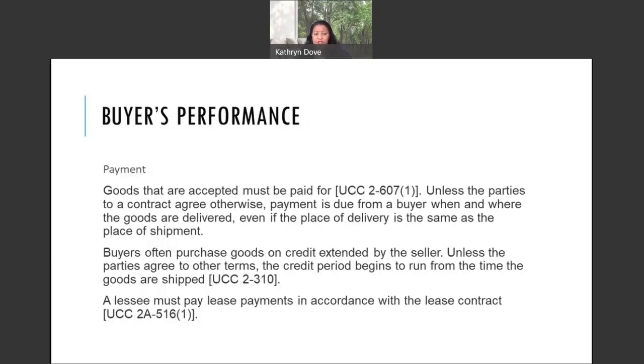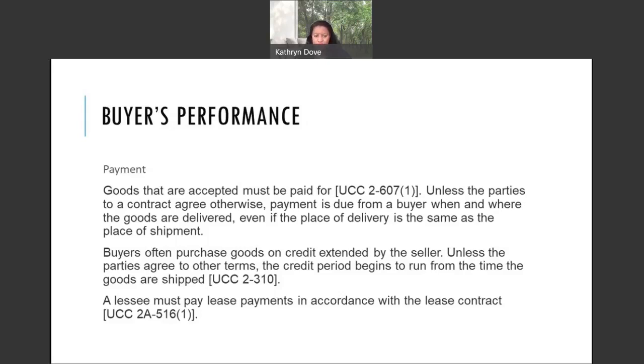Payment. Goods that are accepted must be paid for. UCC 2-607. Unless the parties to a contract agree otherwise, payment is due from the buyer when and where the goods are delivered, even if the place of delivery is the same as the place of shipment. Sometimes the contract provides that the seller goes to the buyer, or that the buyer sends someone to the seller's warehouse, and that's the place of delivery. If the buyer is going to the seller's warehouse to pick up the goods, payment is due upon delivery.